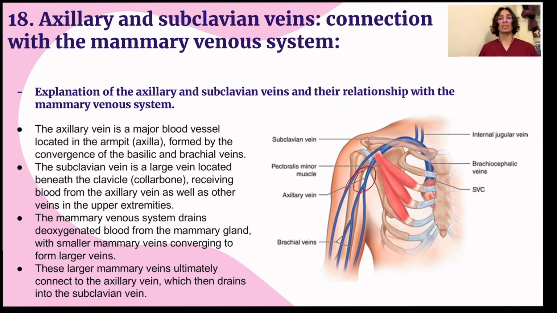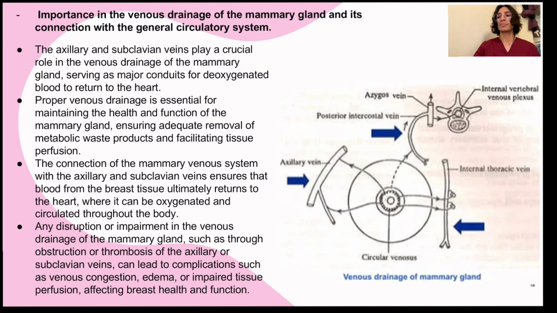The mammary venous system drains the blood from the mammary gland, with smaller mammary veins converging to form larger veins. These larger mammary veins ultimately connect to the axillary vein, which then drains into the subclavian vein. The axillary and subclavian veins play a crucial role in the venous drainage of the mammary gland, serving as a major conduit for deoxygenated blood to return to the heart.